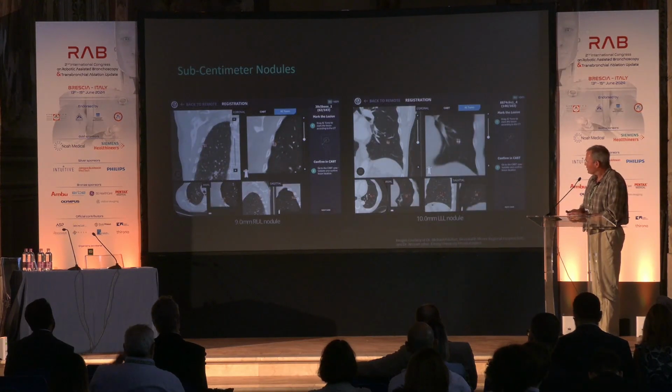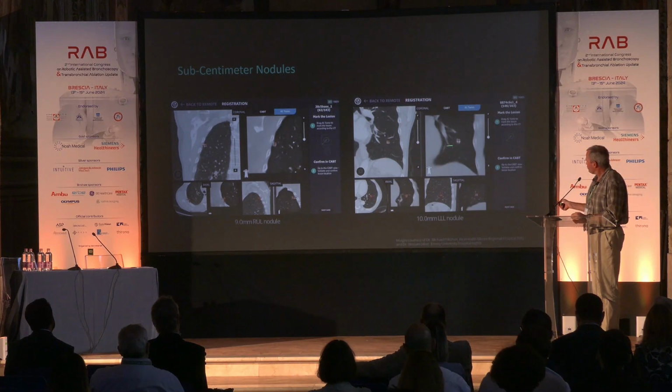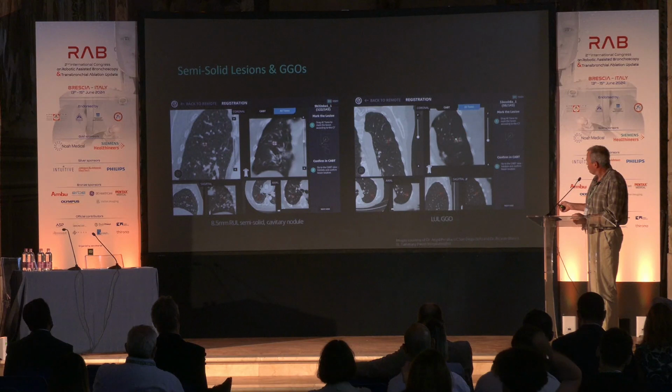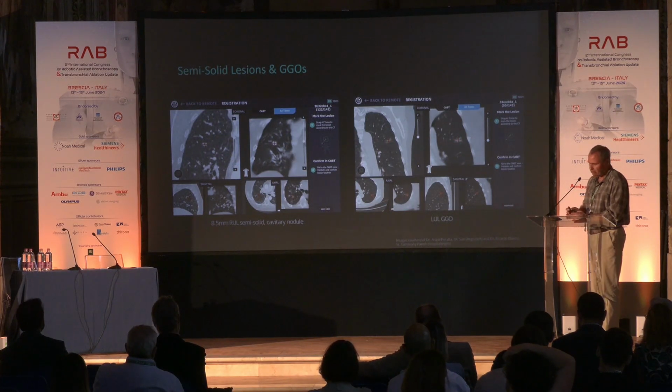This is how a sub-centimeter nodule looks like. This is the CT, this is the LungVision reconstruction. And this is a subsolid nodule and a GGO nodule. This is the AI tomo, which intensifies the nodule. You can clearly see that you see it very well.